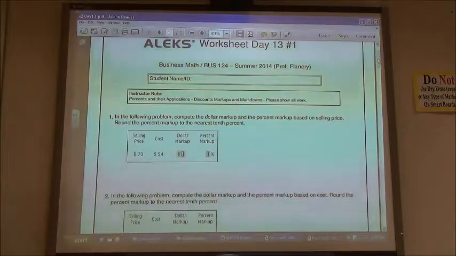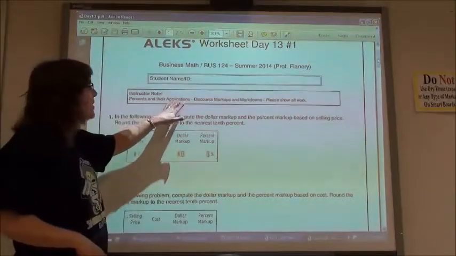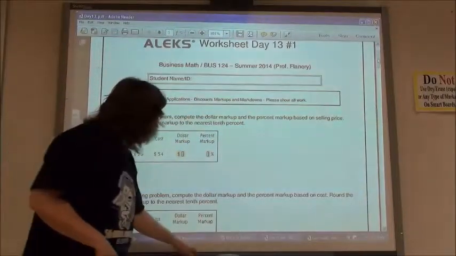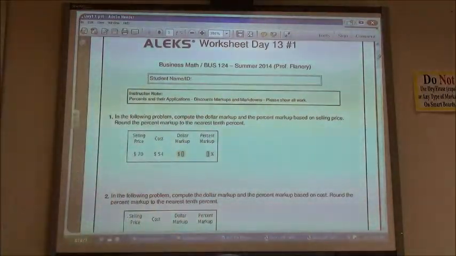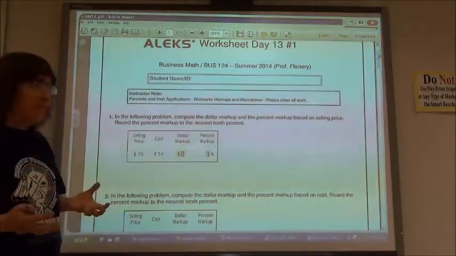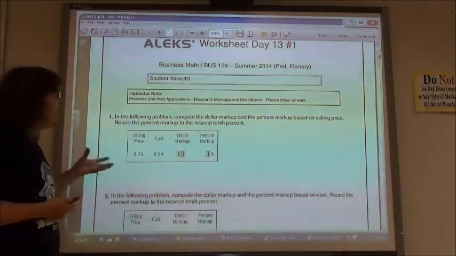Business Math Worksheet Day 13, again, percents in their application, underneath discount, markups and markdowns. So we have two different ways that we can mark up or mark down. We can either mark it up based on the selling price or based on the cost.